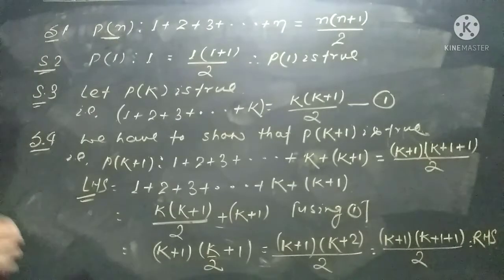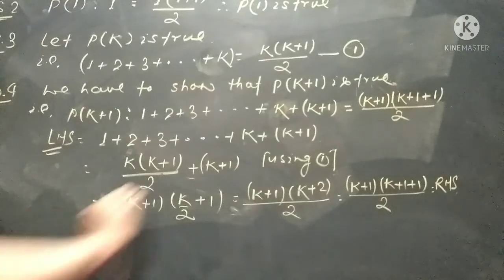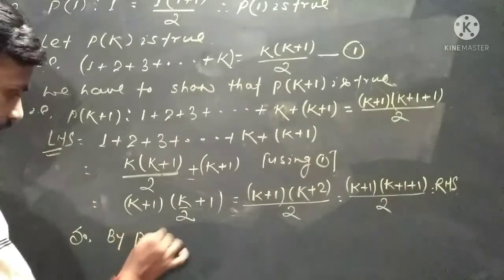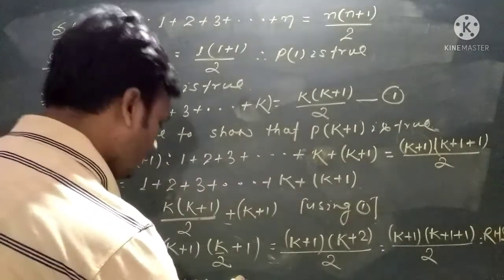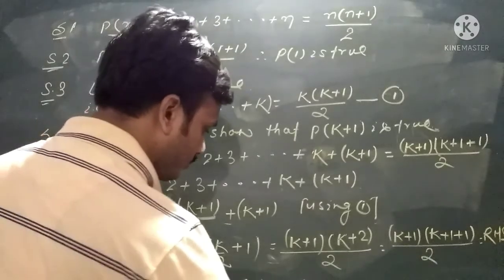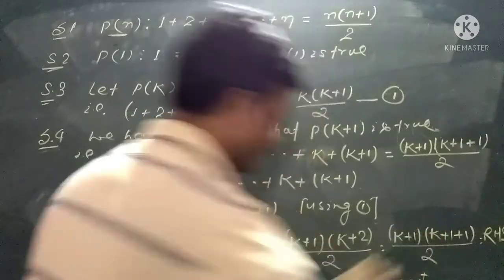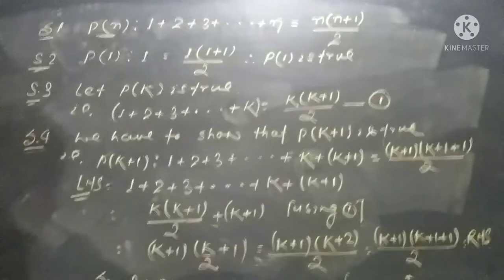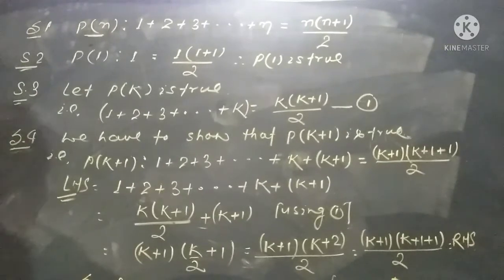Okay, so we can say by the PMI concept this mathematical statement is true. By PMI, principle of mathematical induction, Pn is true for n belonging to all natural numbers. This is our PMI, where we can prove any mathematical statement with the help of the principle of mathematical induction.